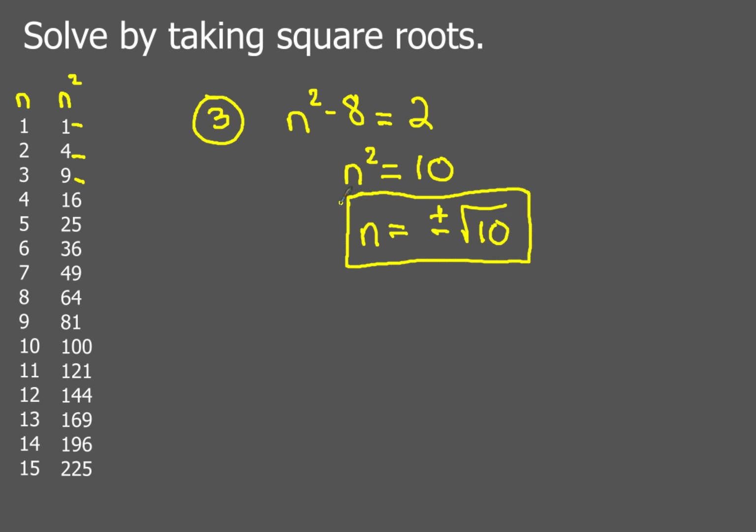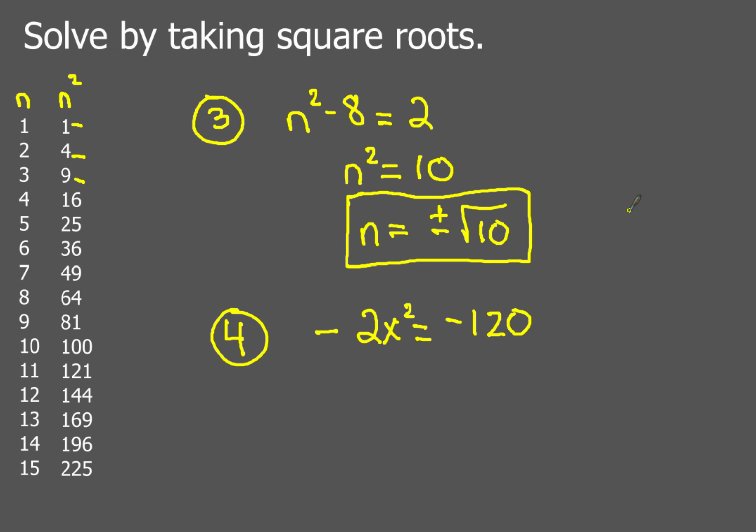Now, I think you might have this, so what I want you to do is try example 4 here on your own. You're going to have negative 2x squared equals negative 120.